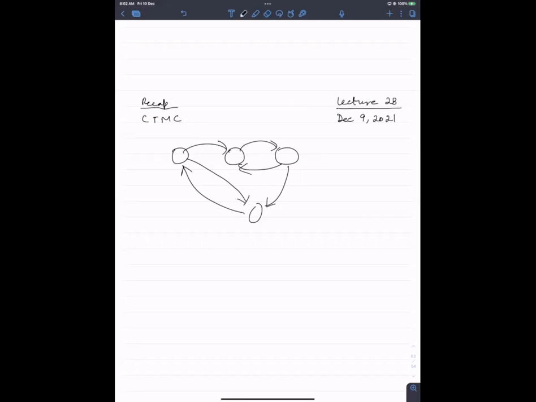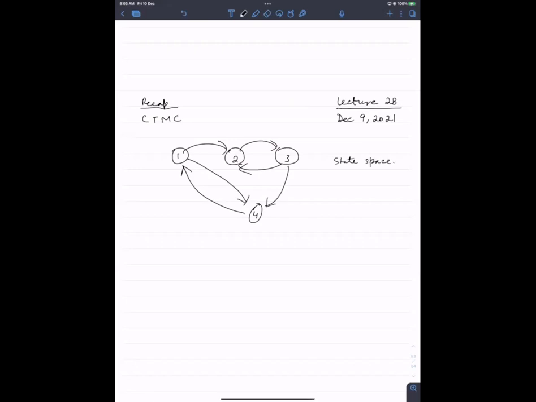And the reason for that is the amount of time that I spend in each of the states, we said that it's an exponential random variable. If there is a self loop, I can just implicitly include that self loop in the amount of time that the Markov chain spends in that state. So no self loops. A continuous time Markov chain consists of a state space.